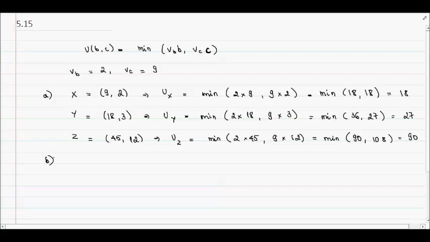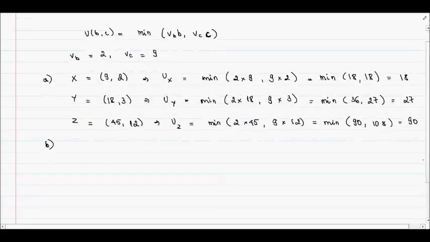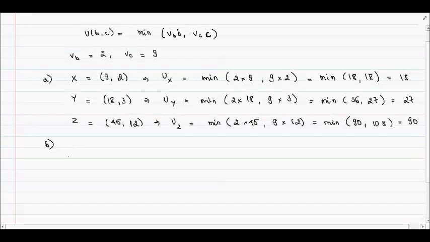Alright, so part B is asking you, for each of these 3 bundles, what would be the increase in utility from adding 1 loaf of bread to the consumption bundle? So with 1 more loaf of bread, the amount of B is going to be increased by 1 unit. So for bundle X, it now becomes 10 units of B and 2 units of C.